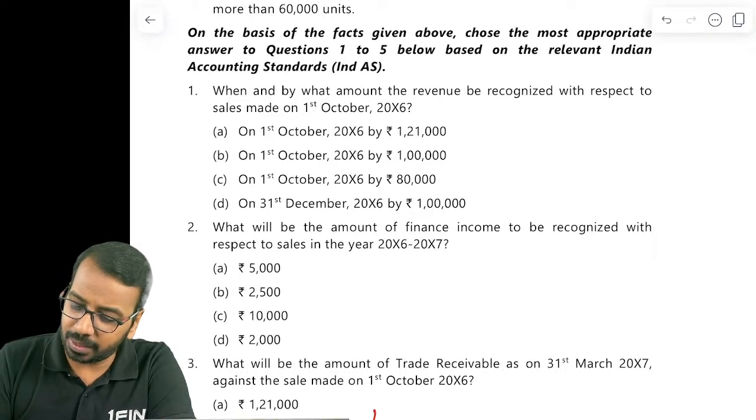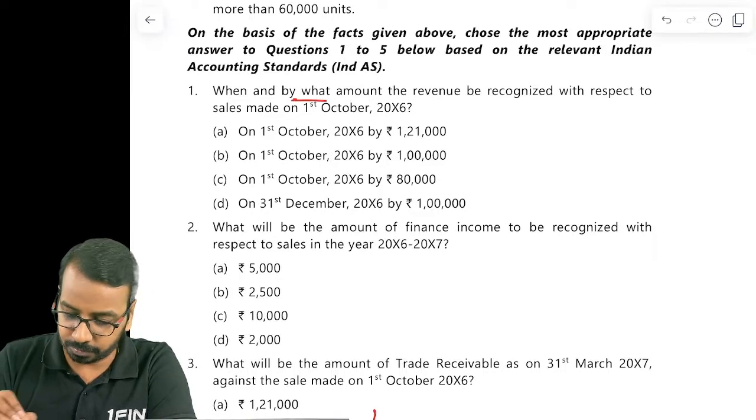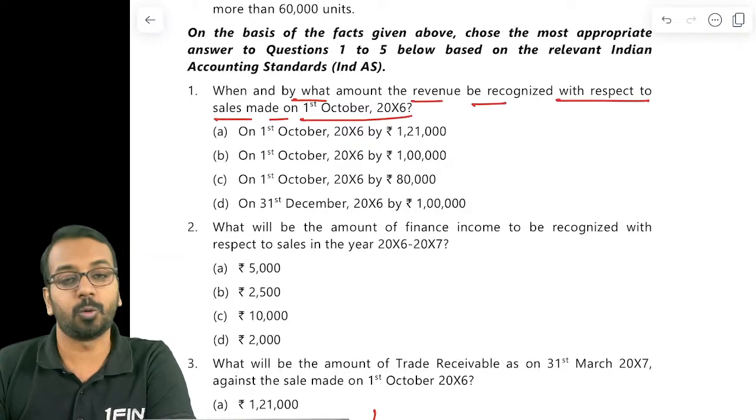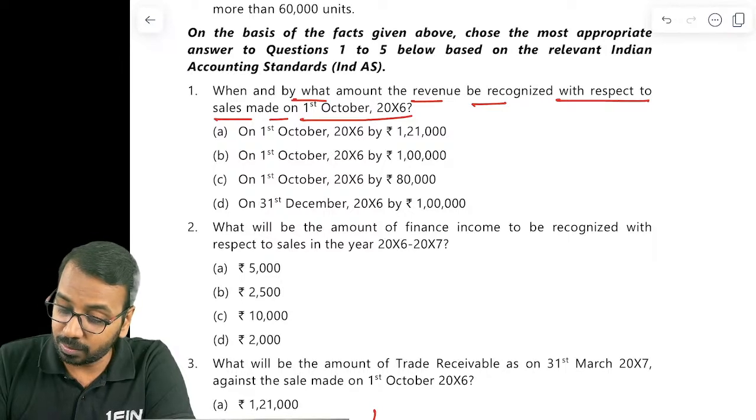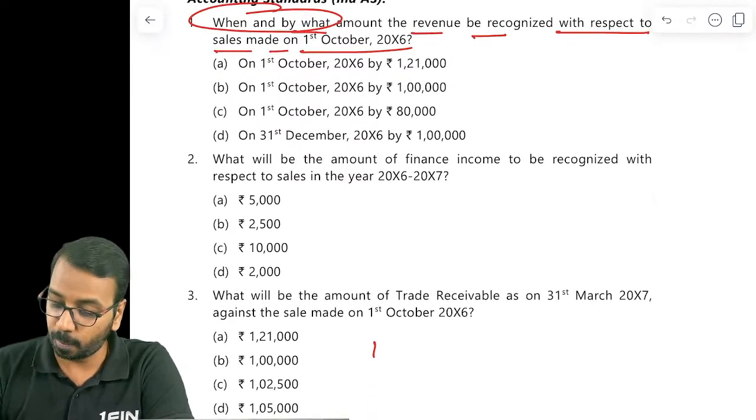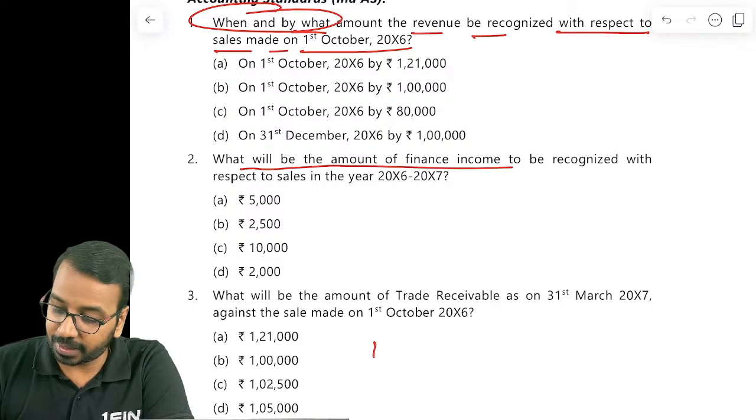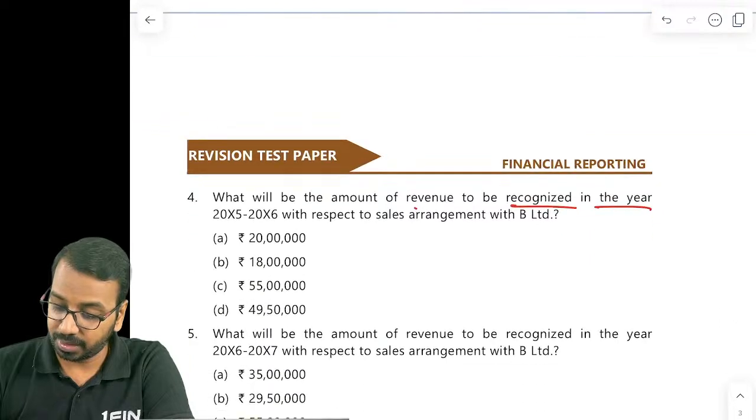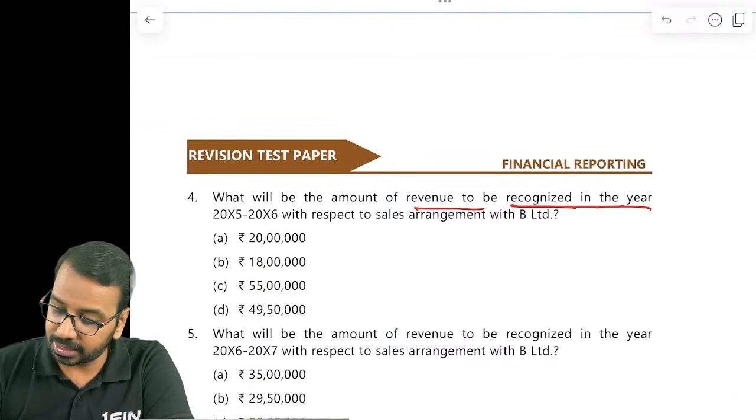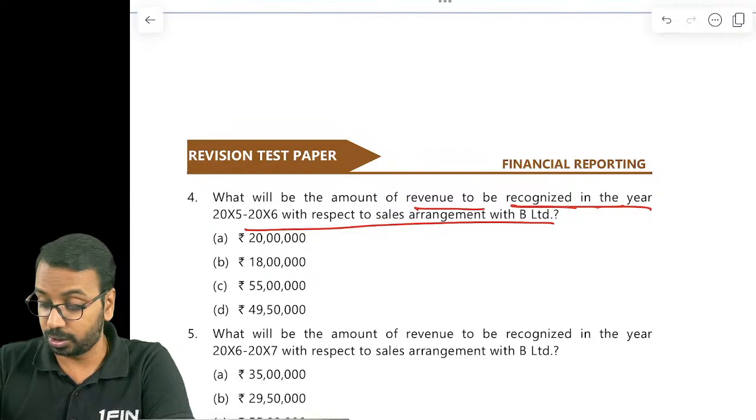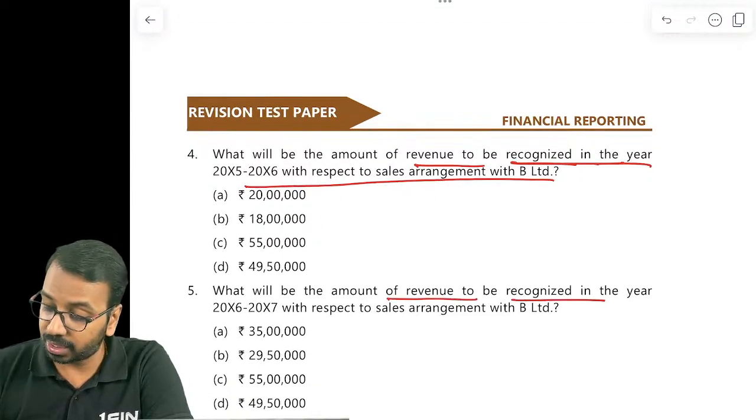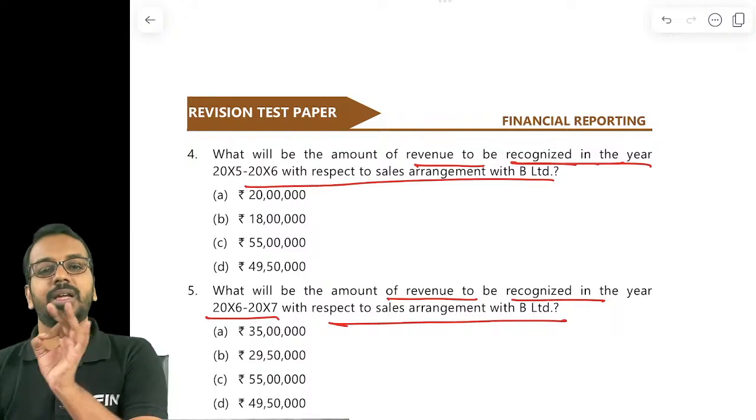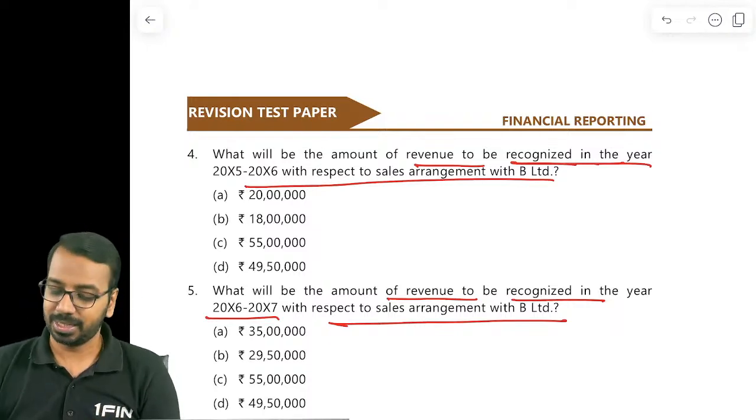So first is, when and by what amount should the revenue be recognized with respect to sales made on 1st of October. Then, what will be the amount of finance income, so interest income. What will be the amount of trade receivable. Then, what will be the amount of revenue to be recognized with respect to the sales arrangement with B Limited. So there is one more entity, and the amount of revenue recognized in the year 6-7 with respect to that sales arrangement. So basically it's asking revenue, finance component and trade receivable balance. Now let's look at the case.